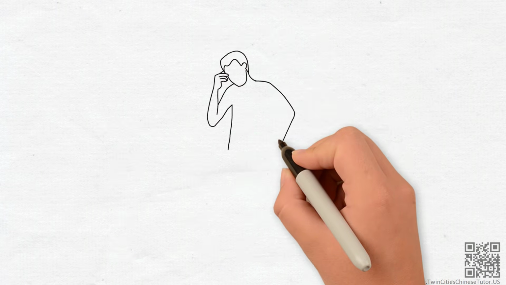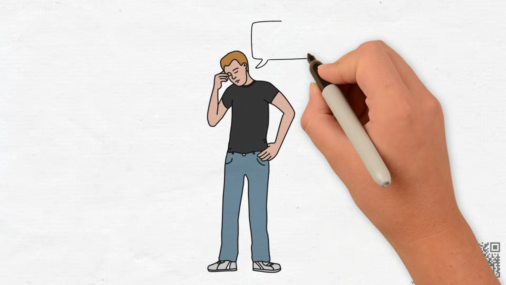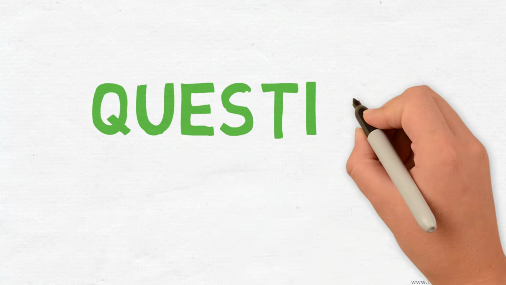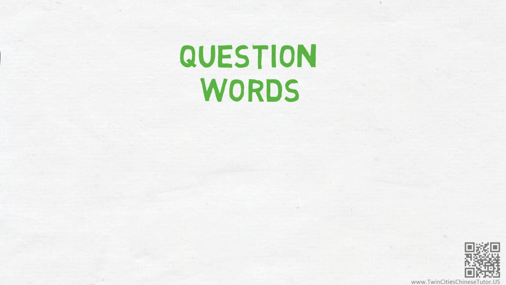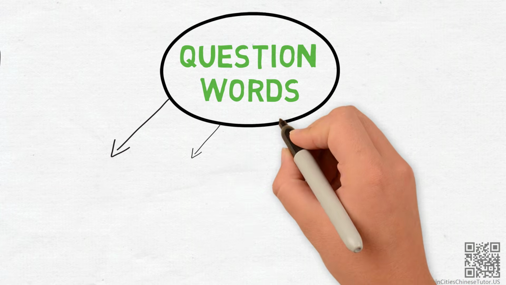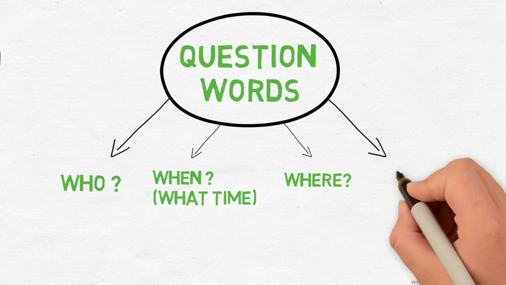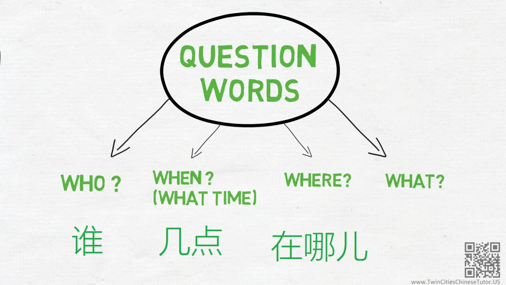The other thing that confuses many beginner students is how the questions are built in Chinese. To answer that question, let's start by looking into the question words that are used in both English and Chinese. To ask questions, we often involve the W words. For example, who for people, when or what time, where for place, and what for things. In Chinese, they are 谁, 几点, 在哪儿, 什么.